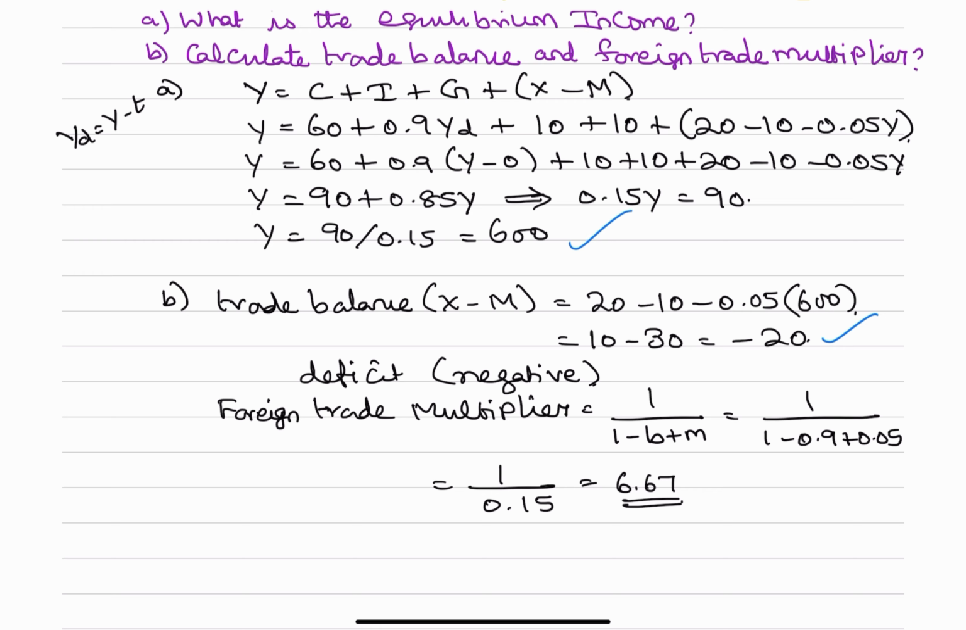Foreign trade multiplier is 1 divided by 1 minus b plus m. M is the marginal propensity to import, which is given as 0.05. Actually, b is the factor for consumption expenditure. It is 1 divided by 1 minus 0.9 plus 0.05. Simplifying this, you get a value for foreign trade multiplier as 6.67.